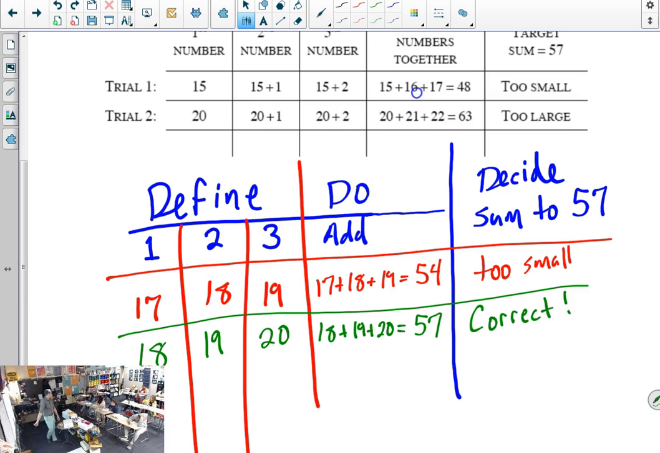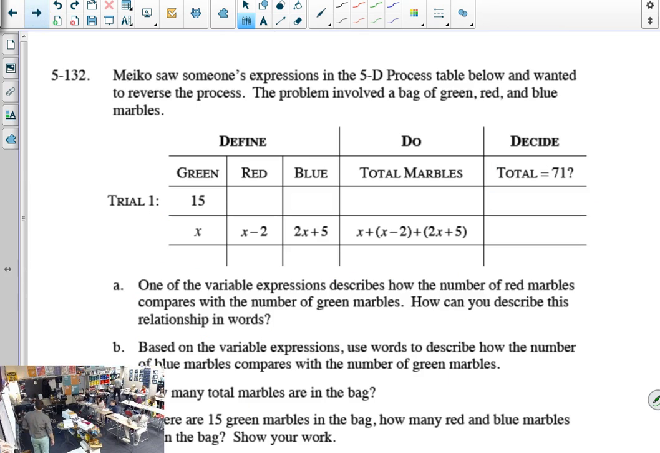Questions on that one? Last one I want to look at just really briefly. Are we good here? Do I need to wait? Marbles.